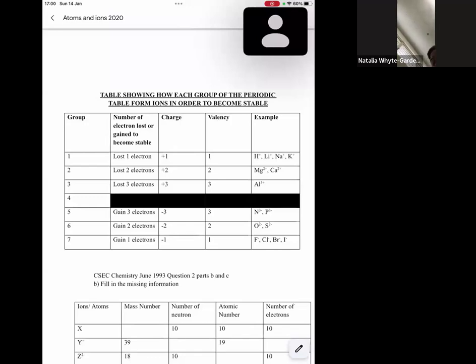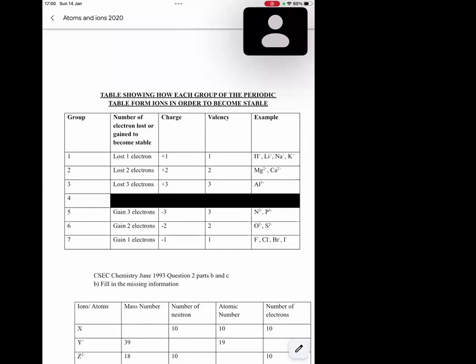So when non-metals form ions, their endings change. Nitrogen becomes the nitride ion. Phosphorus becomes the phosphide ion. Oxygen becomes the oxide ion. Sulfur becomes the sulfide ion.